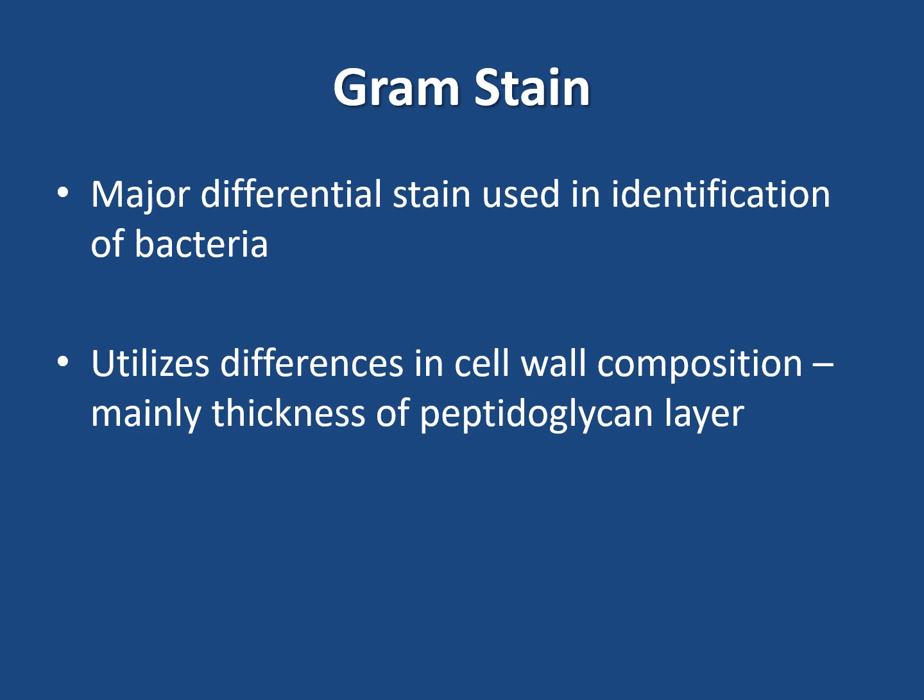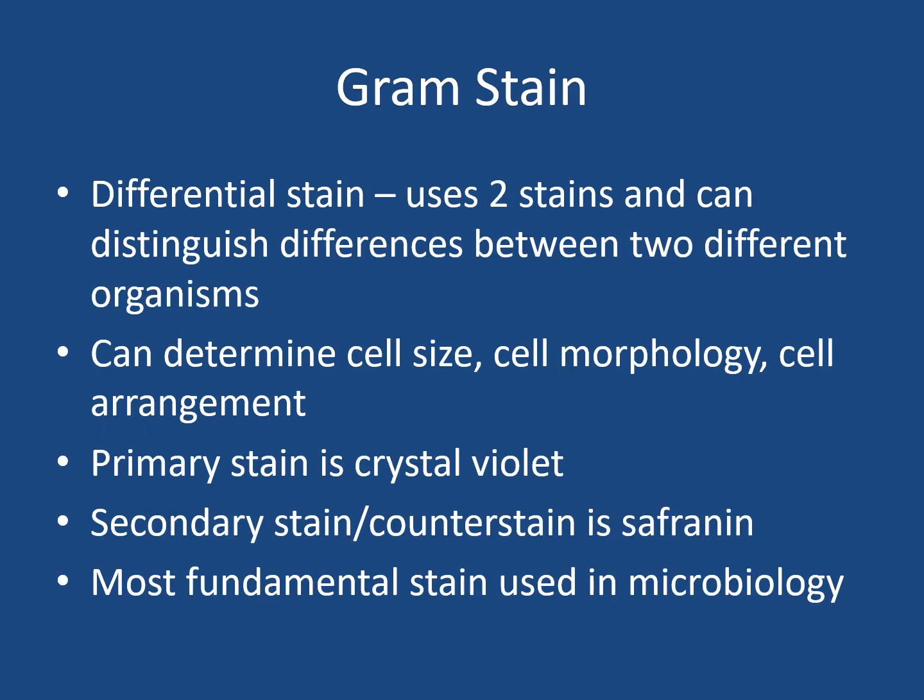Specifically, it's going to look at how thick is the peptidoglycan layer that's in the cell wall and how it reacts to some of the different chemicals of the gram stain. So a differential stain, remember, uses two different stains. In the gram stain, we're going to be using crystal violet as well as saffron red. When you have completed this and are viewing the slide under the microscope, you can determine the cell size, the cell arrangement, and cell morphology. So that first stain you use, which is known as the primary stain, is crystal violet. The second stain, that's saffron red, is the secondary stain, or you could also call it the counter stain.